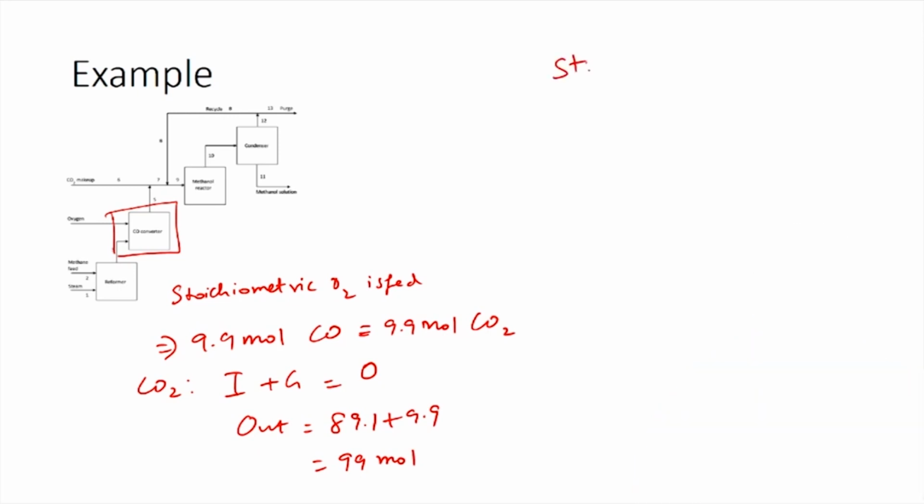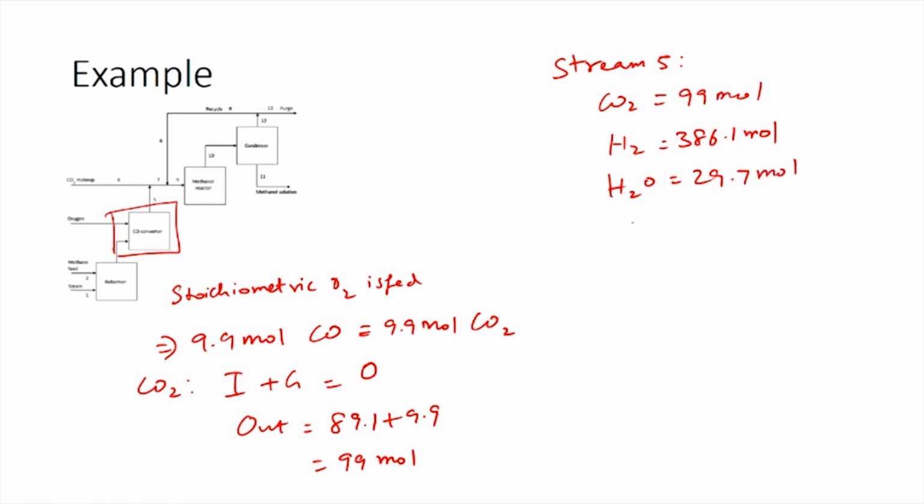So, stream 5 would have the same components as in stream 3 except for carbon dioxide being 99 moles instead of 89.1. So, this would be carbon dioxide being 99 moles, and you do not have any carbon monoxide here because it has all been converted. Hydrogen would be 386.1 moles, water would be 29.7 moles, and nitrogen is still not taking part in reaction. So, you have 1 mole of nitrogen leaving.